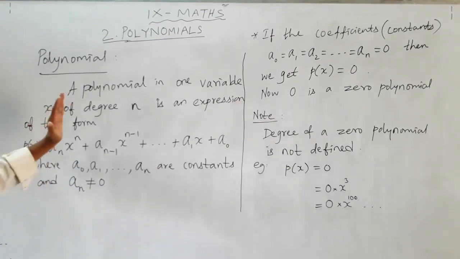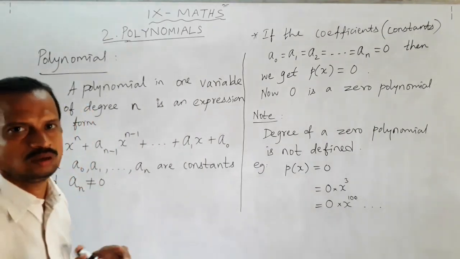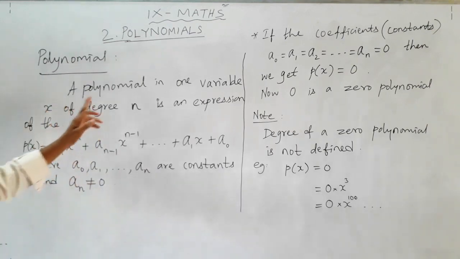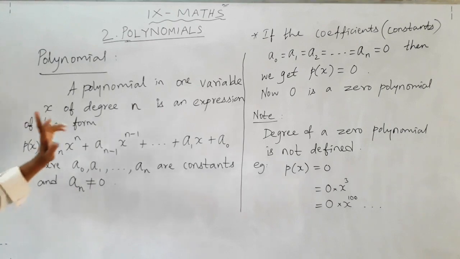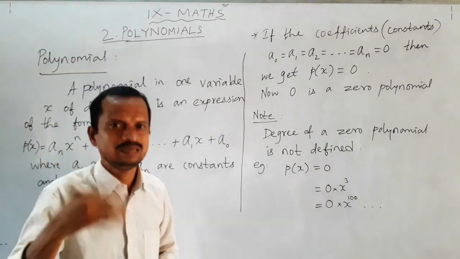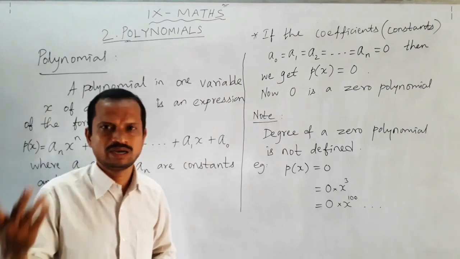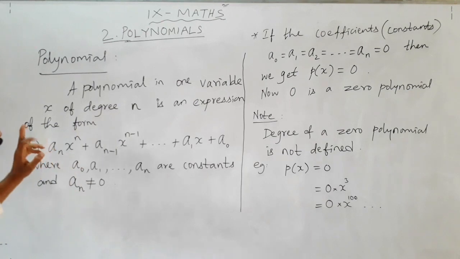So here you see a polynomial in one variable x. We are taking a polynomial in only one variable. X means x, y means y. That's all. No other variable. So in a polynomial in one variable x, I have taken x as the one variable. Of degree n means what? Any degree, any number. Degree 4, degree 5, degree 6, like that. Anyway, degree n is an expression.